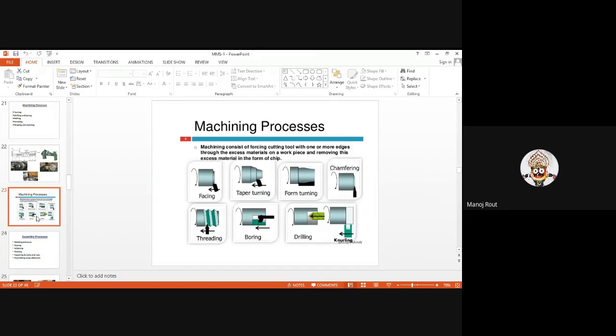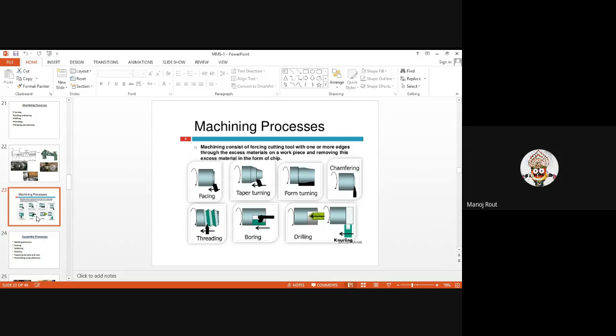In the machining process, cutting tools with one or more edges cut through the excess material of the workpiece, removing it in the form of chips. Whenever you think about the machining process, it is simply defined as the removal of unwanted material from the parent material to make the workpiece according to the requirement. So these are the different processes. We have already discussed facing.